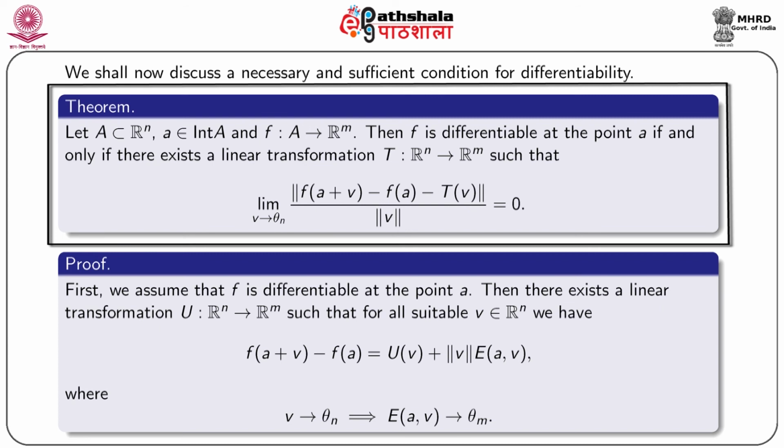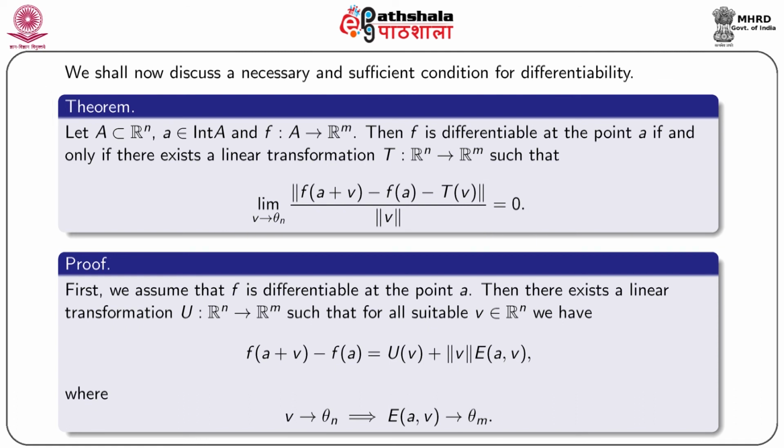Then, f is differentiable at the point a if and only if there exists a linear transformation T from R^n to R^m such that the limit as v tends to θ_n of the quantity norm of f(a+v) minus f(a) minus T(v), divided by norm of v, equals 0.